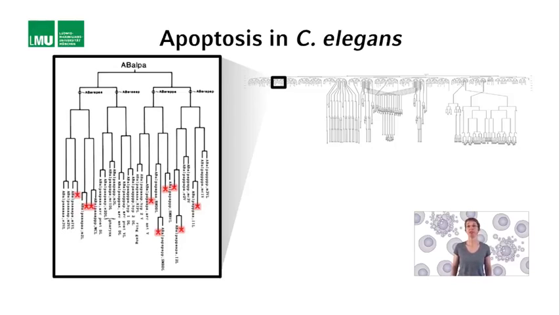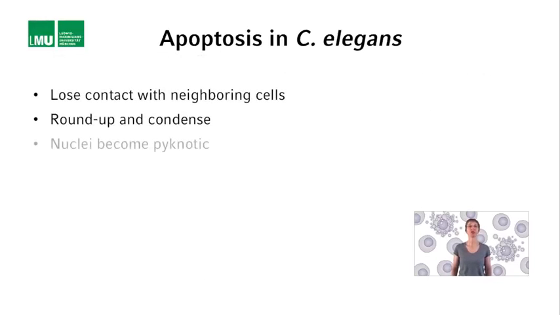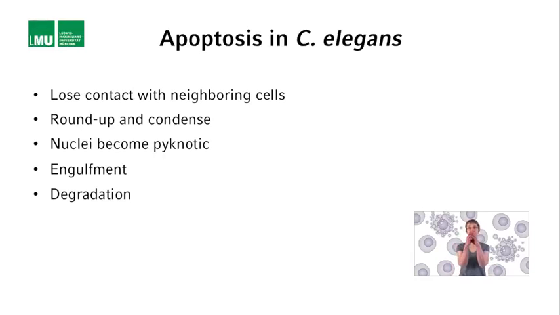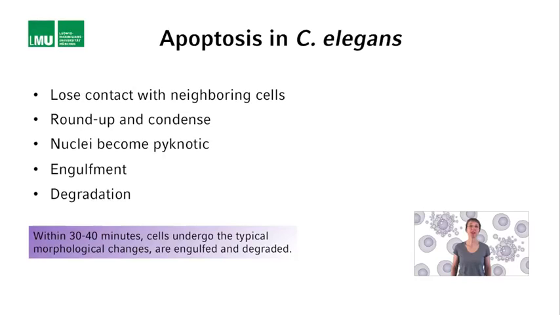The pattern of cell death in C. elegans is highly reproducible. How do these cells die? At the cellular level, they undergo the same morphological changes that mammalian cells that die by apoptosis undergo. They lose contact to neighboring cells, they round up and condense, the nuclei become pyknotic, and eventually they are engulfed and degraded by neighboring cells. In C. elegans, this entire process is very fast. Within 30 to 40 minutes, cells undergo the typical morphological changes, are engulfed and degraded.